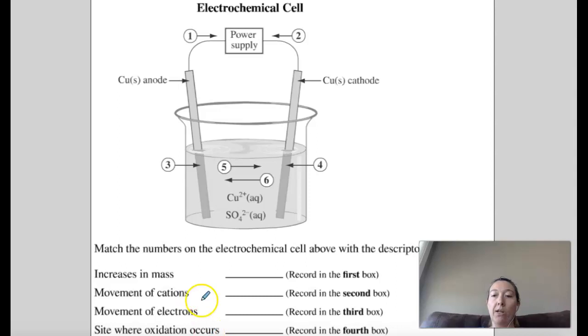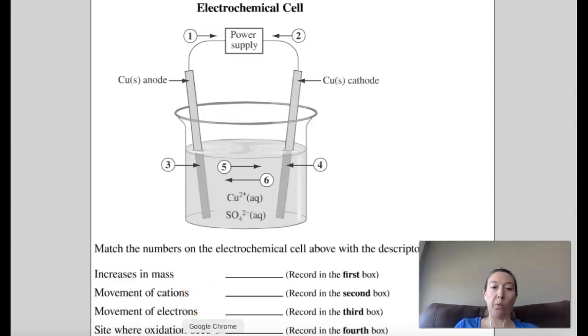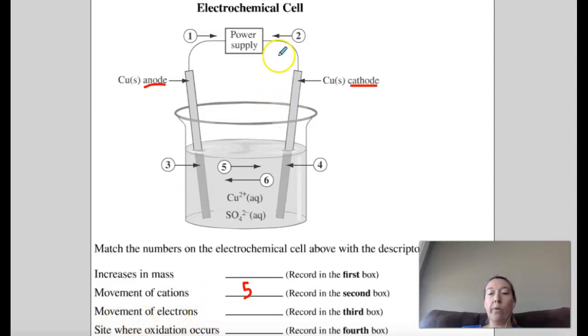So some of these are actually pretty quick answers. Some of them require a little more work. Why some of them are quick? The picture already tells us where the anode and the cathode are. So the movement of cations, we know that cations always move through the solution to the cathode. So that is going to be number 5. Okay, movement of electrons. Well, electrons always move through the wire, so it's either 1 or it's 2. But we've always said that they move from the site of oxidation, which is the anode, over to the site of reduction, which is the cathode. So that's going to be number 1.